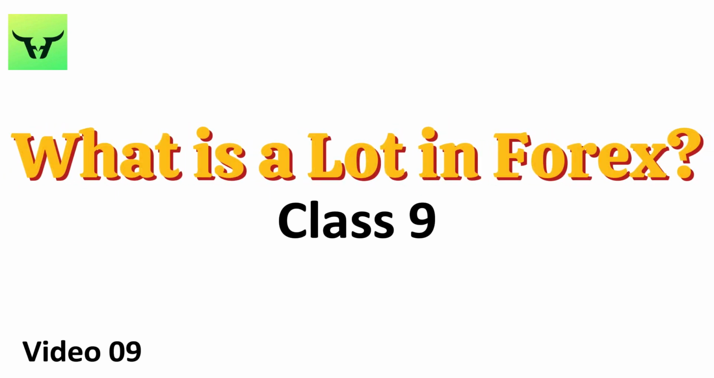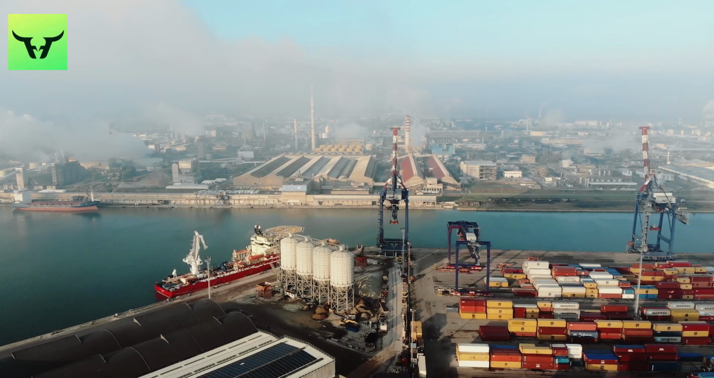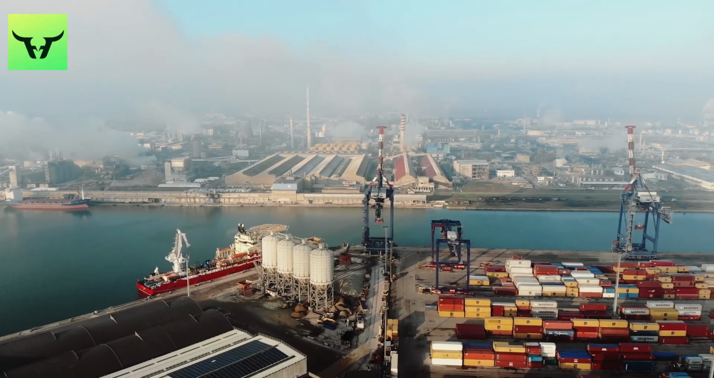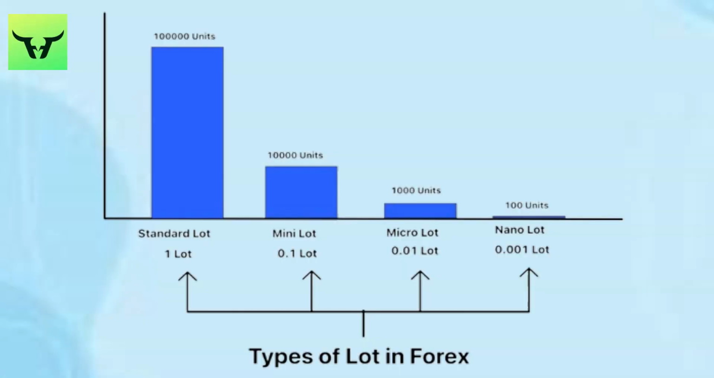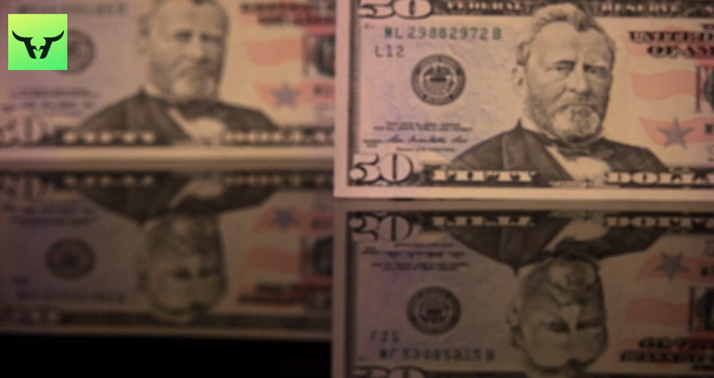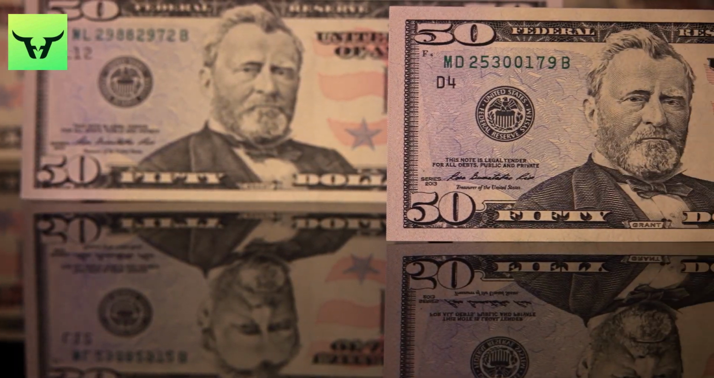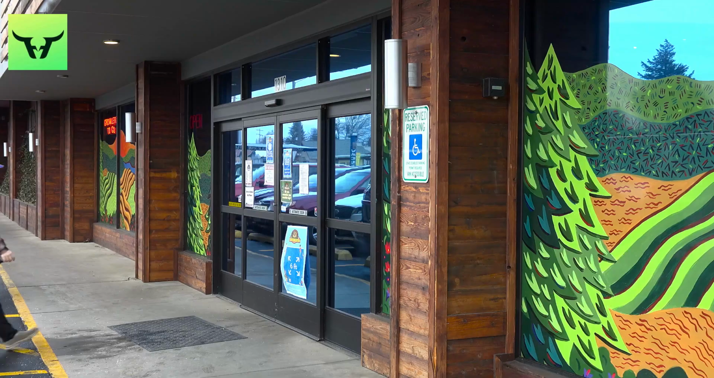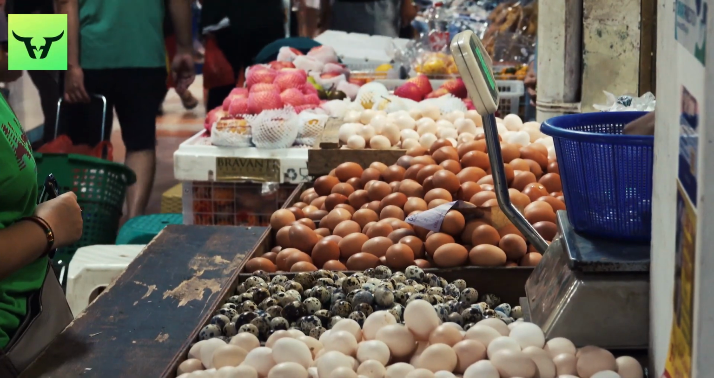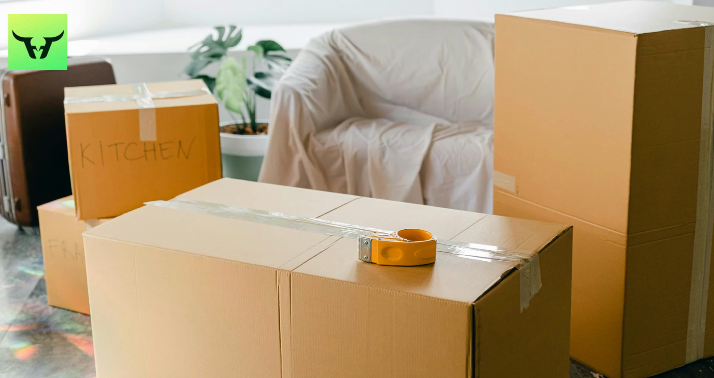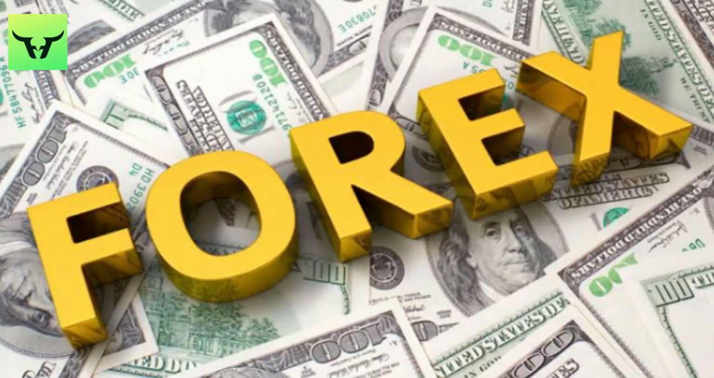What is a lot in Forex? In the world of Forex, we regularly trade in fixed amounts known as lots. Think of a lot as a unit of measurement for the quantity of dollars purchased or sold in a single transaction. Imagine going to the grocery store to buy eggs. When you buy eggs, they usually come in a carton, right? In Forex, the process is similar.